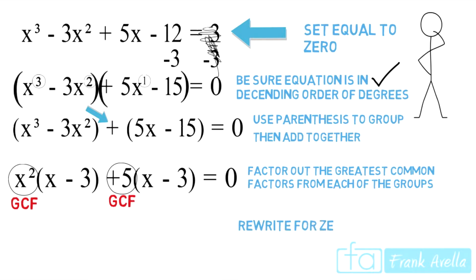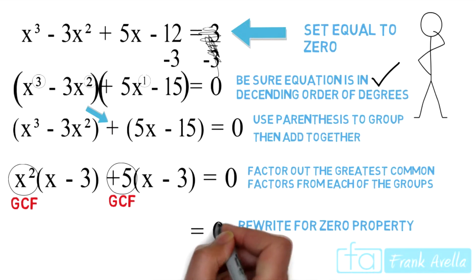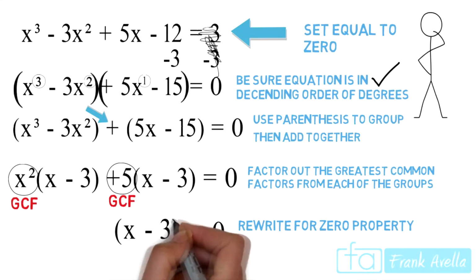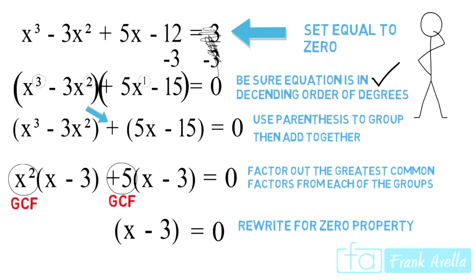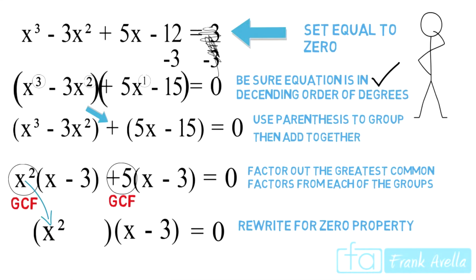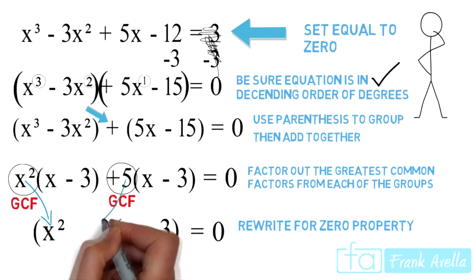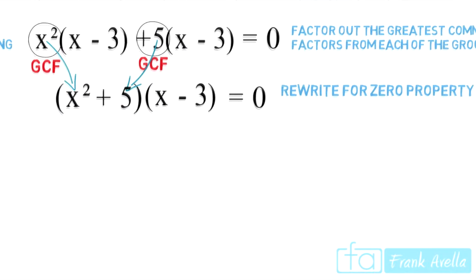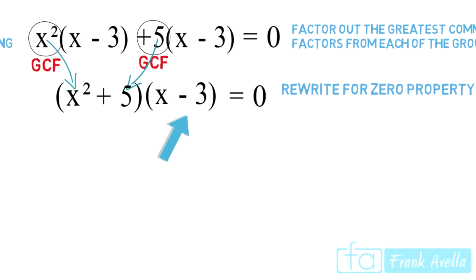And moving forward, what you want to do is rewrite for the 0 property, because everything is set equal to 0. And in rewriting, you're going to want to keep your x minus 3 group together. And for your second group, writing for the 0 property, you want to take the x squared, which was the greatest common factor that you factored out, and you also want to place in there the positive 5, which was your other greatest common factor. And now you can set both of these equal to 0.